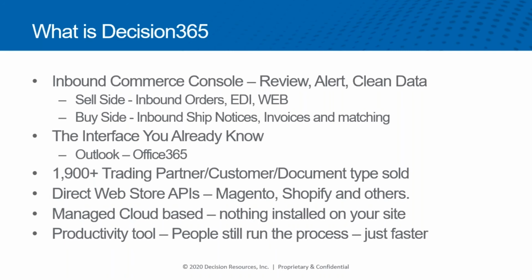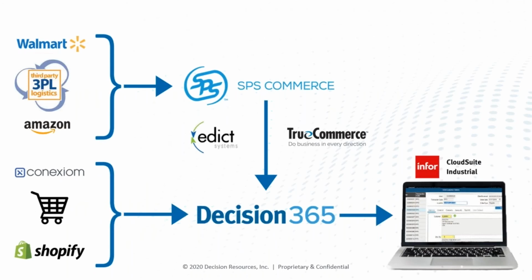We also have direct web store APIs. I mentioned those. We're all managed cloud-based, and again, we're a productivity tool. The idea is people still run the process. This is essentially how we fit in. So Decision365 is the interface tool. We take data. We mainly work for EDI through SPS. SPS, we know that team. We're talking to them every week, and that's our preferred partner.